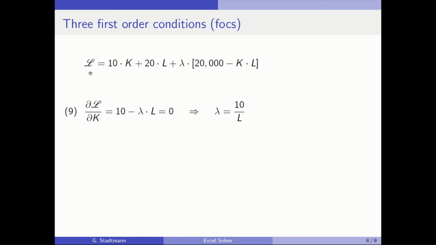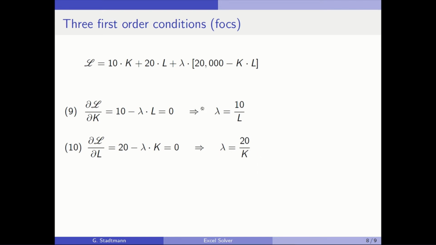Let's differentiate the Lagrange function with respect to the labor units. We have 1 L here and 1 L there. When we differentiate with respect to L, we get 20 minus lambda times K should be equal to 0. When we solve this relationship for lambda, we get lambda is equal to 20 over K.